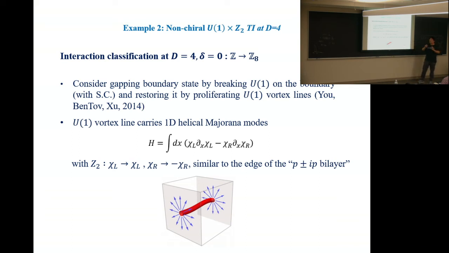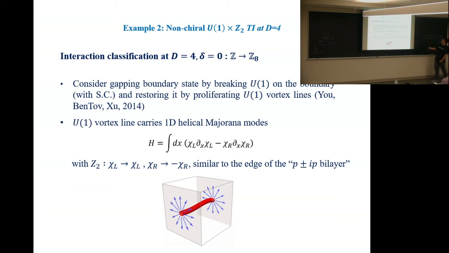Okay, along the U1 vortex line. And again, the remaining unbroken Z2 symmetry will take chi left to chi left, and chi right goes to minus chi right. So this problem becomes precisely the edge state of the p plus minus ip bilayer topological superconductor with the Z2 symmetry. And actually, we know that this case has a Z8 classification, which means that for 8 copies of the system, it can be gapped out without degeneracy.